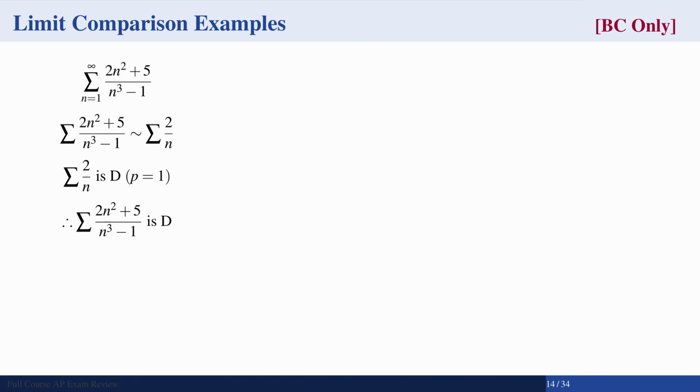So here are 3 pretty quick limit comparison examples of how I do them in my head. I'm not actually showing the work here, but if we have 2n squared plus 5 over n cubed minus 1, I look at that and I think that's basically 2n squared over n cubed, which is just 2 over n, and then 2 over n would diverge because it's a p-series where p is 1, which means that the original series must also diverge. If I'm properly using the limit comparison test, I would say the limit as n approaches infinity of the original over the comparison is just going to give me 1, which is positive and finite, therefore they both do the same thing.